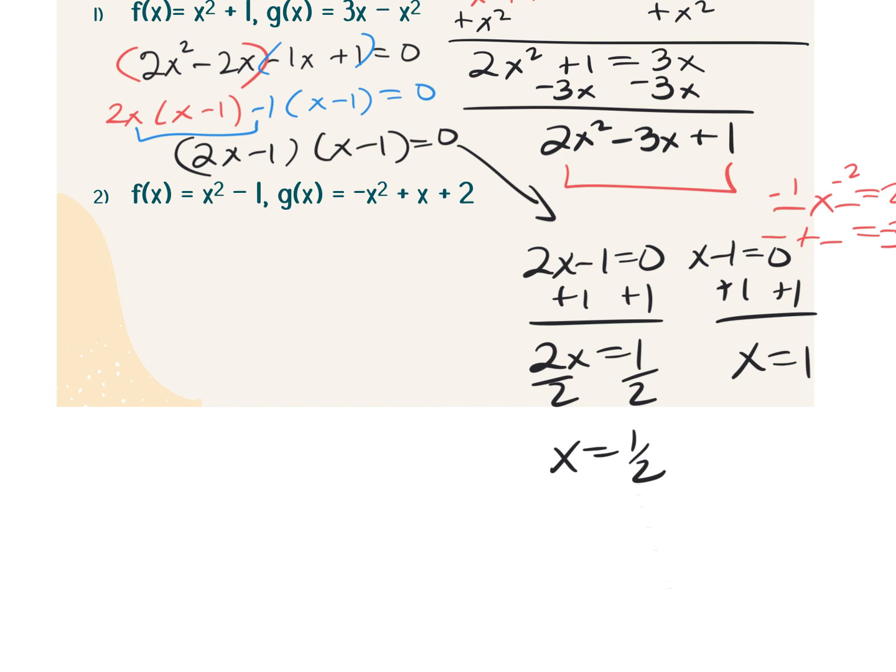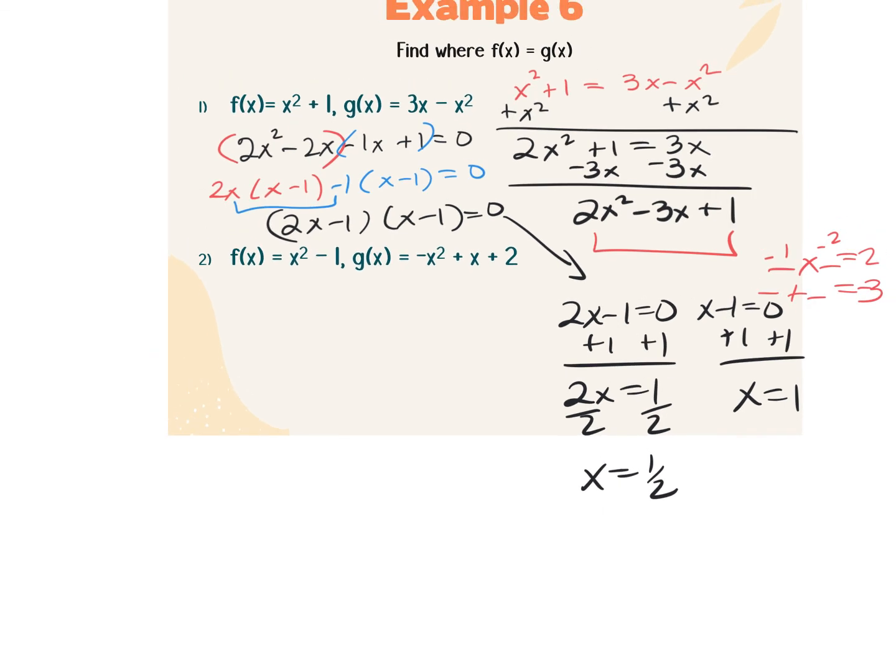And then the last one, same thing. So we did not plug in a 0 here. We didn't set it equal to 0. We just set them equal to each other. So these are the values of x where the two functions will equal each other. So let me go ahead and now do the last one.